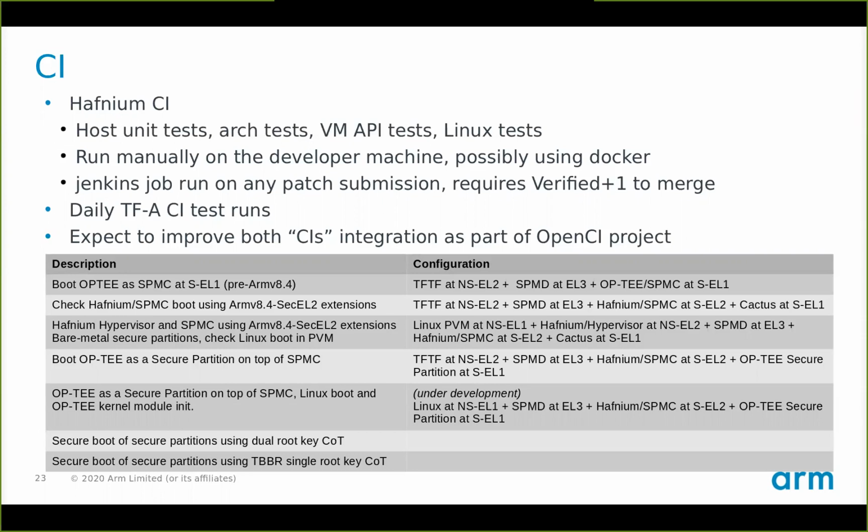And this same script can be run locally on your own PC, so that it's easily reproducible. And on the other hand, we have a TF-A daily CI implementation, testing the close integration between TF-A components and Hafnium. We try as much as possible to not duplicate the coverage between both. And we expect also improvement to be done as part of an open CI project that is currently worked on within Arm, and reconcile both Hafnium and TF-A CI approaches.